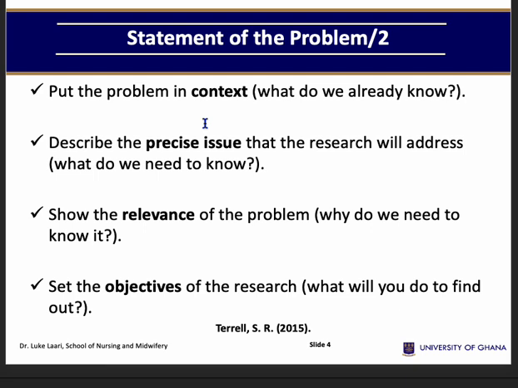Now, number 2 is describe the precise issue that the researcher will address. When you move away from what we already know as you try to put your work in context, you go to the number 2 question, which is, what do we need to know? We know treatment of diabetes, 1, 2, 3. But are there some other things that we do not need to know? So in describing the precise issue, you tell us what we need to know. Not in a page, maybe in a paragraph.